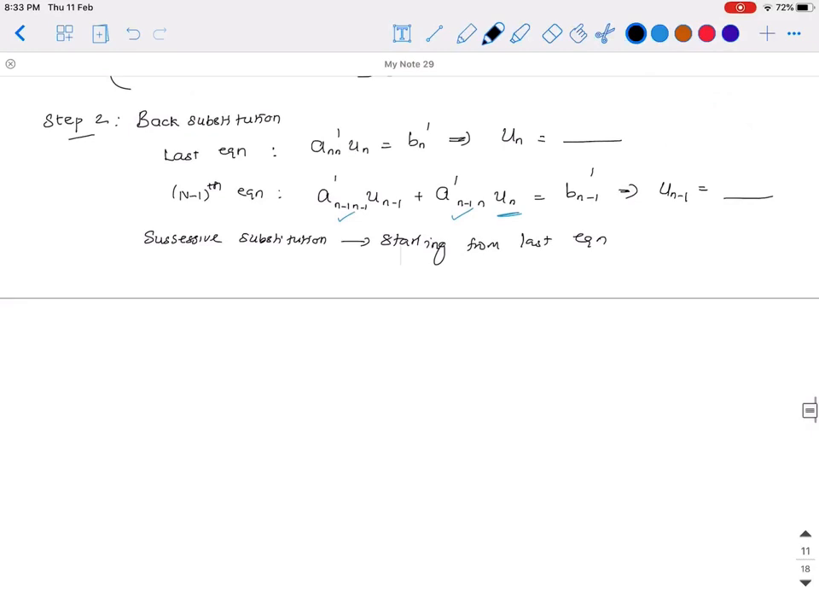Okay, so here the number of operations involved is proportional to n cube, where n is the total number of equations. For Cramer's rule it is n plus 1 factorial. Here it is just n cube. So this is faster than Cramer's rule.